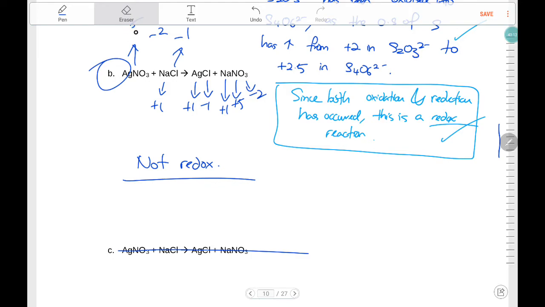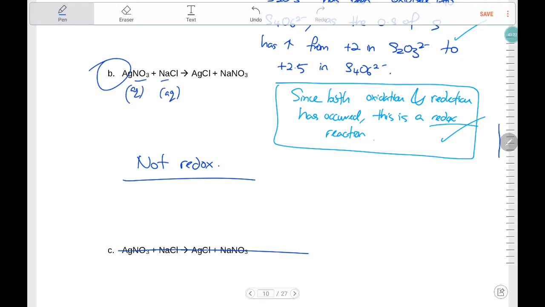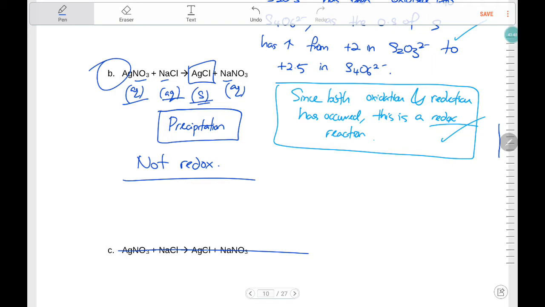I'm not sure if you know it from previous topics on salts. All nitrates are soluble, aqueous. All your sodium, potassium, ammonium salts are aqueous. Silver chloride is an insoluble solid. So if I add the state symbols, would you be able to tell me what reaction this is? This is what we call a precipitation reaction. Remember from your salt preparation. Why precipitation? Because you produce a precipitate from two aqueous reagents. So whenever you have a solid precipitate produced from two aqueous reagents, we call this a precipitation reaction. And clearly precipitation reactions are not redox.